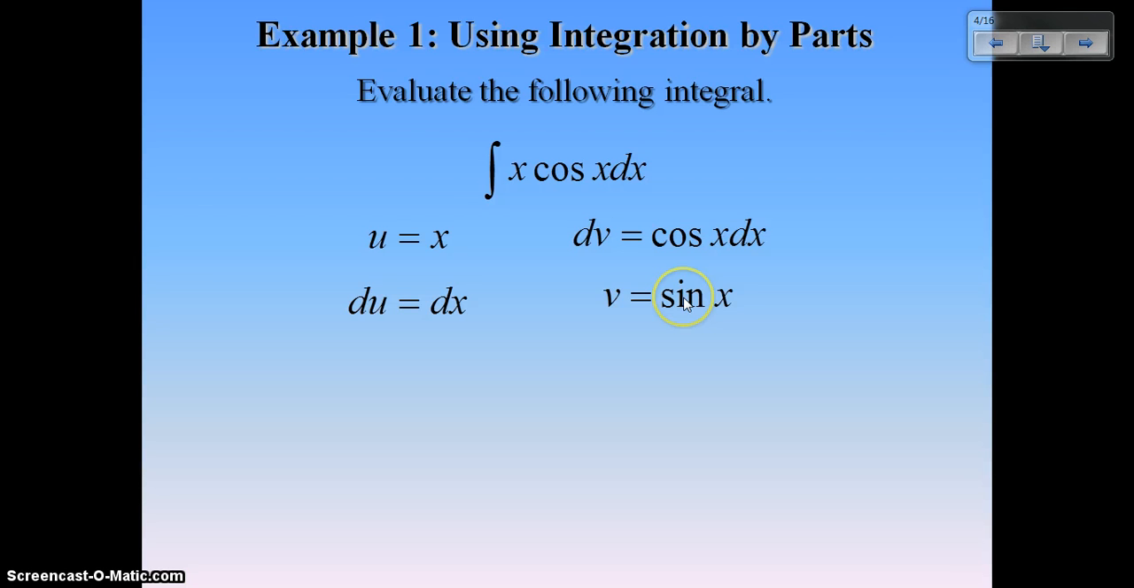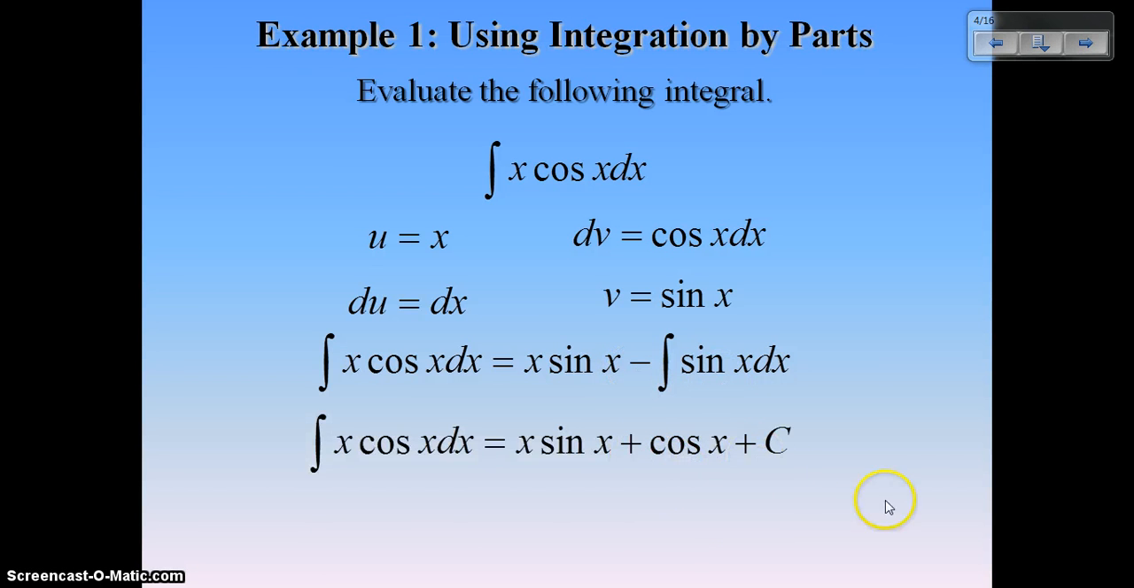uv, x sine x, minus the integral of v du, sine x dx. So it looks like this. And now this part is done right here, x sine x. I simply take the antiderivative of sine. The antiderivative of sine is negative cosine, and that negative along with this one will become plus, and then plus c.